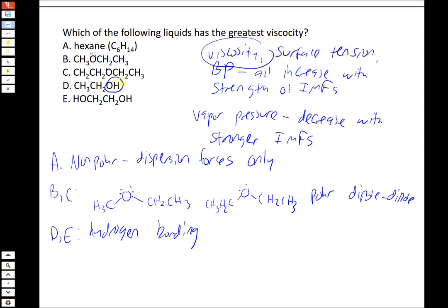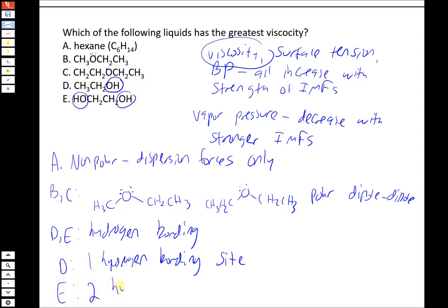Now the question is, comparing D and E, we have to figure out which one of those is stronger. So in choice D, we have just one hydrogen bonding site. Again, the OH bond itself is not the hydrogen bond. I want to emphasize that. But we have one hydrogen bonding site in choice D, but in choice E, we have two. We have an OH there and an OH there.